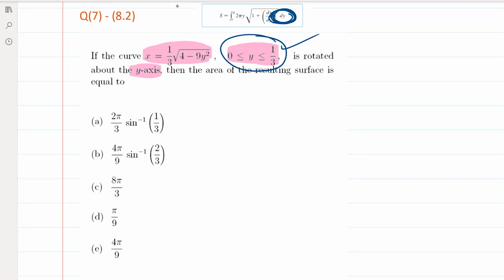About the y-axis, does that mean every integral should be in terms of x? No, it can be x or y. It depends on what is given. Okay, Abdullah, let's start.